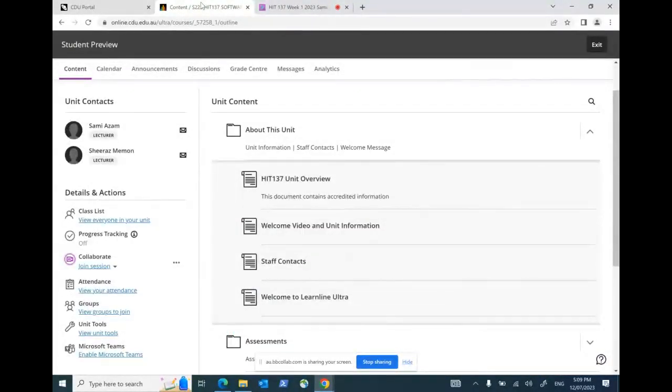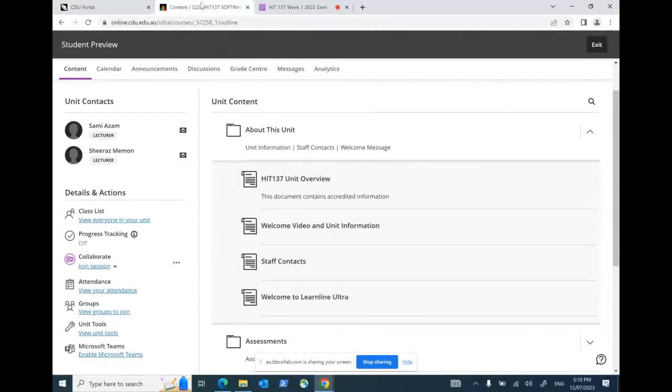Now, this is actually the LearnLine. If you are enrolled as a student and you go there, this is called student preview mode. This is the LearnLine unit for HAT137, which is Software Now, and in this unit we'll be learning about Python programming. I'll talk about all these things in the coming slides and in the coming weeks as well.